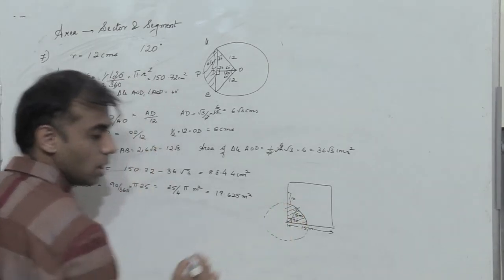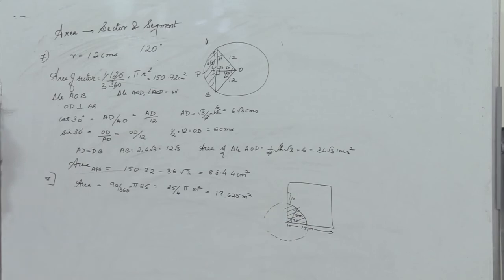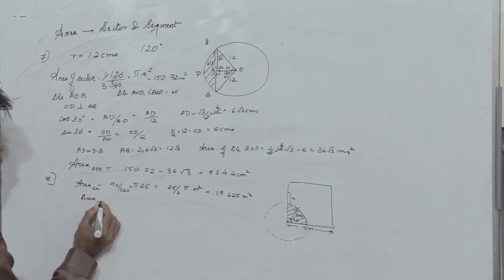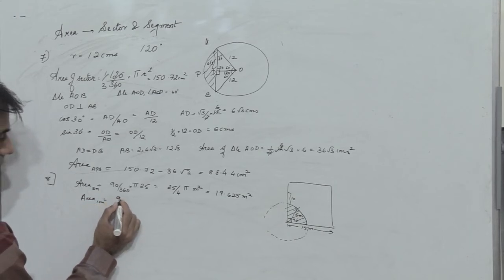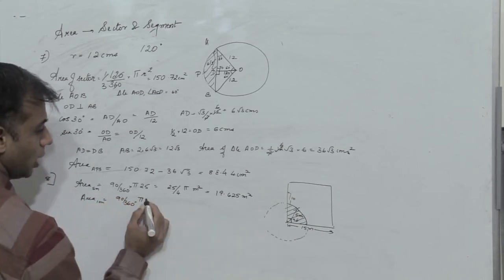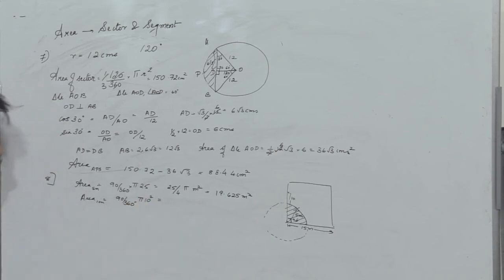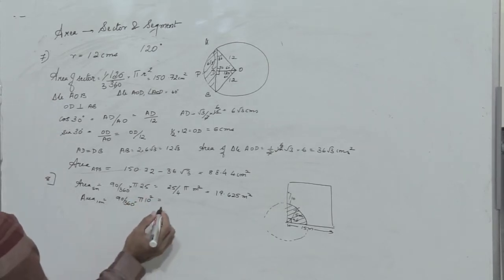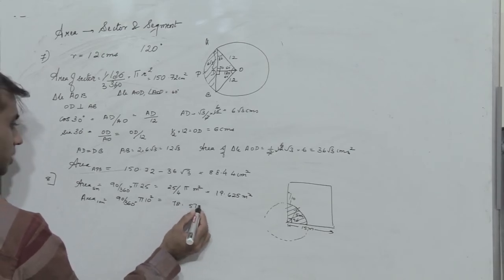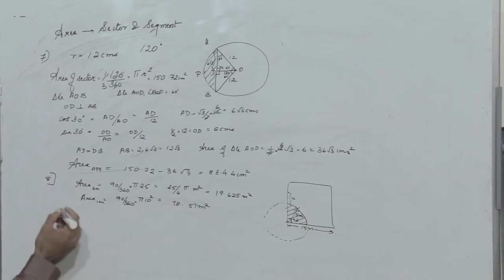Now if the length of the rope is increased to 10, so the length of the rope is made 10, what is the increase in the area is what we need to know. So let us find the area. So this is 5 meters. So area if the length of the rope is 10 meters is again 90 by 360 into pi 10 square. So we have the area is 78.57 meters square.